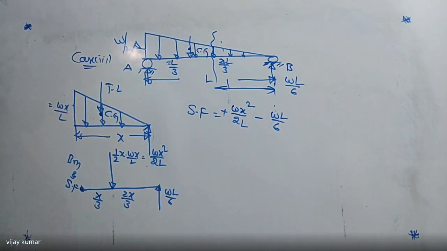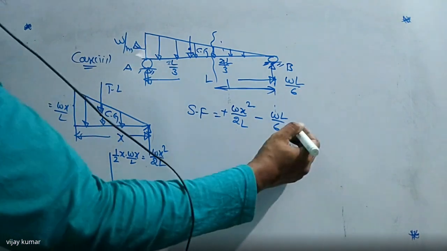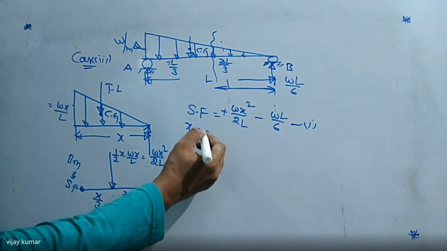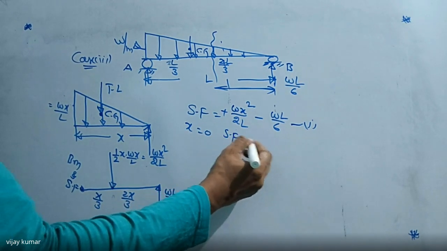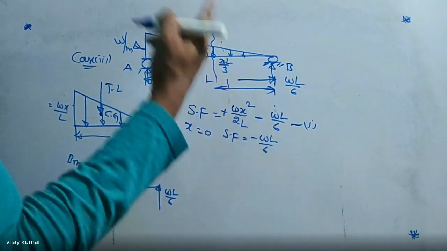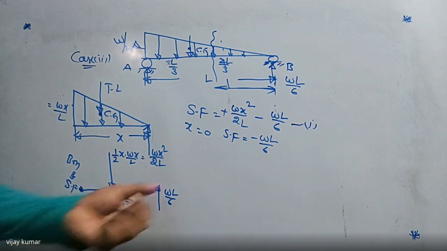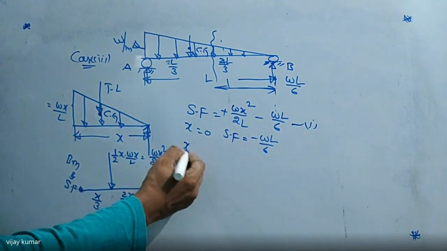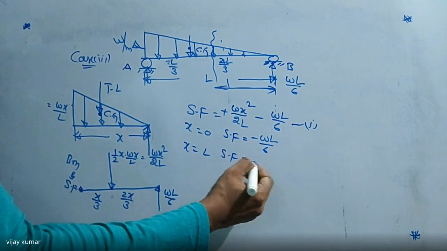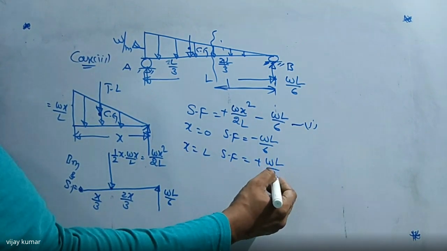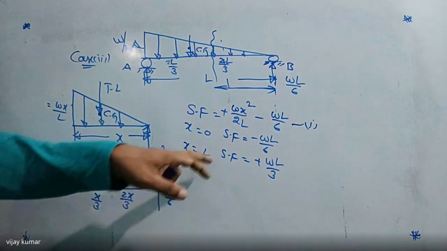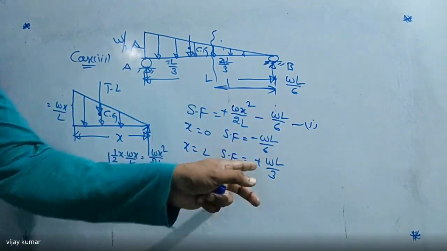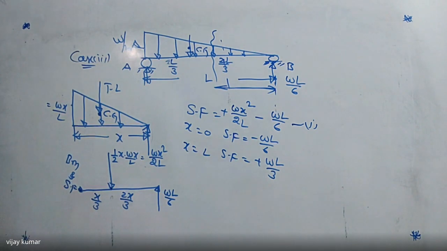Now, I want to find the shear force maximum and bending moment maximum. When x equals 0, what is the value of shear force here? That is minus WL by 6. I have already given at point A. When x equals L, what is the shear force value? We are getting plus WL by 3. Check it now. Substitute x equals L here, L both are cancelled, WL by 2 minus WL by 6, then we get WL by 3.